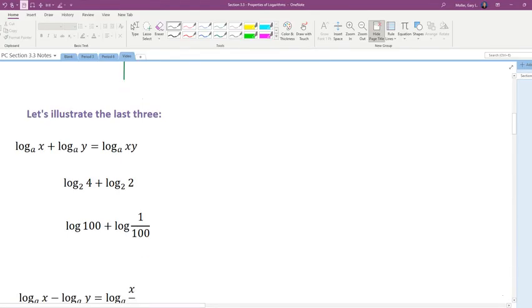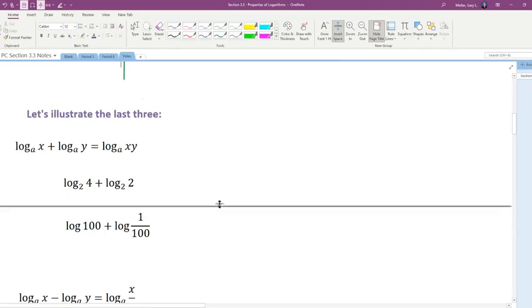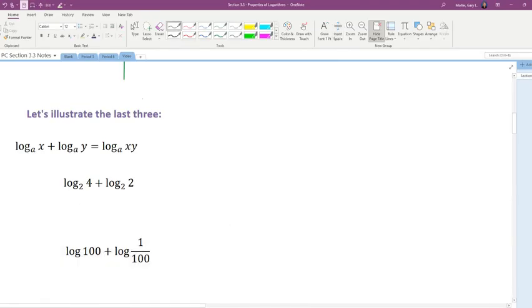So in order to do this, let's answer these two questions, log base 2 of 4 plus log base 2 of 2, and let's answer them two different ways. The first way, let's just answer it as it stands. So log base 2 of 4 is saying 2 to what power is 4? The answer to that question is 2. Plus log base 2 of 2 is 1. And so this has an answer of 3.